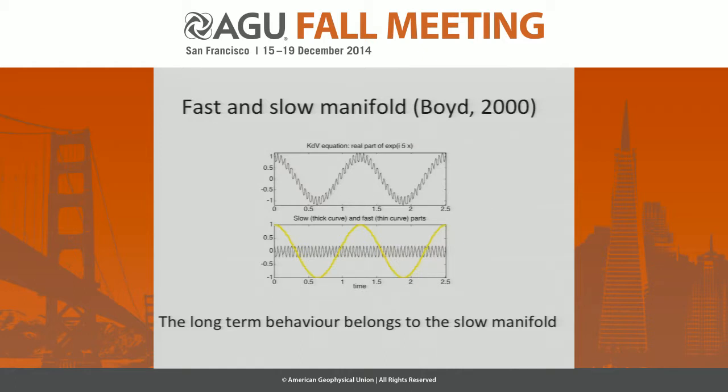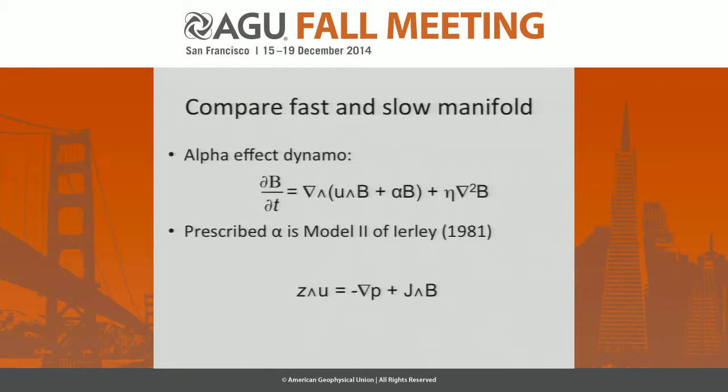Boyd, this is an example of what he calls the fast and slow manifold. And really, for dynamo action, we're only interested in the slow manifold. So I'll show you an example that we've computed of the fast and slow manifold, and it's an alpha effect dynamo. Again, we've got this alpha effect here. And the slow manifold would be exactly described by Taylor, whereas you can compare it if you wish.